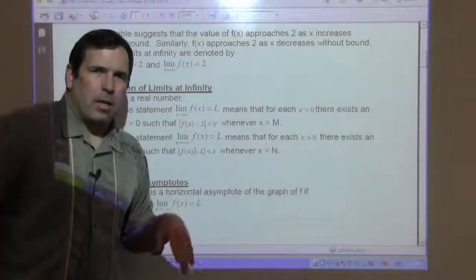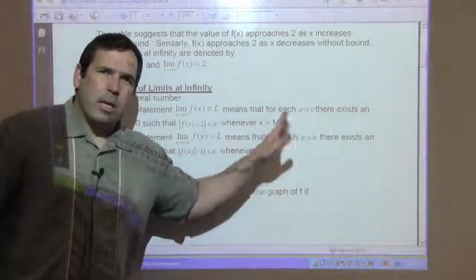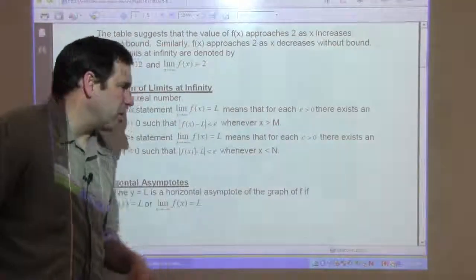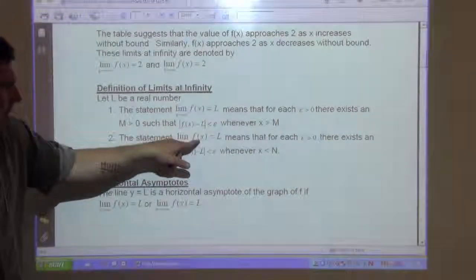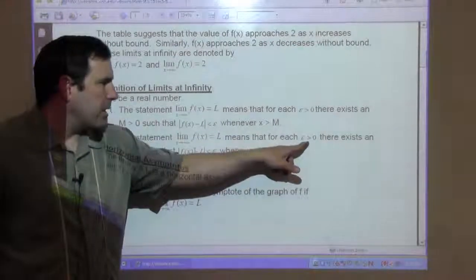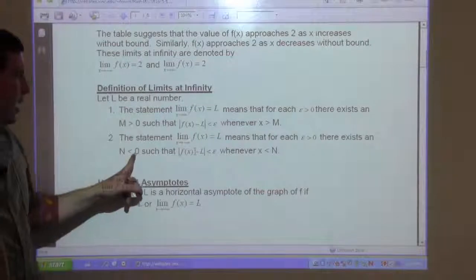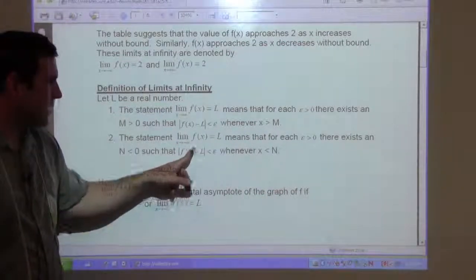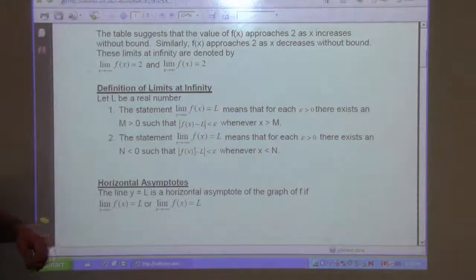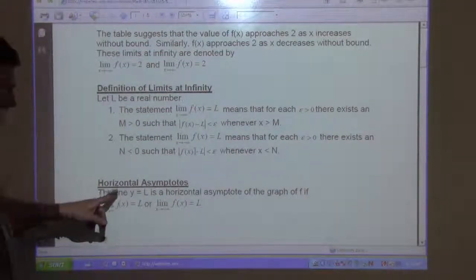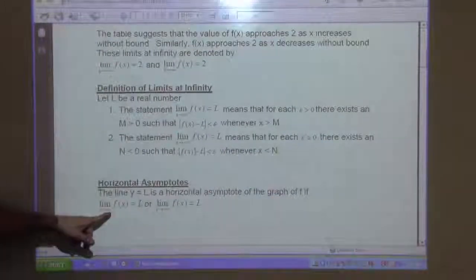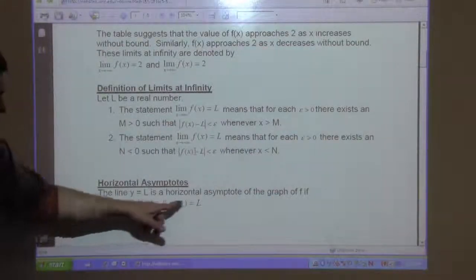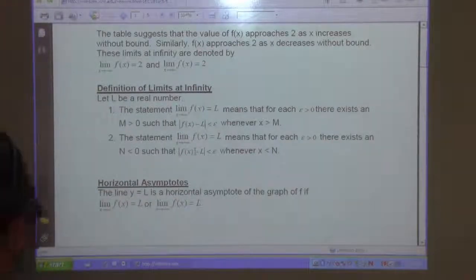I know you probably thought, like I did, I hoped, that we were done with the epsilon delta stuff, but it's here for the definition. The statement limit as x goes to negative infinity of f of x equals L means that for each epsilon greater than 0, there exists an N less than 0 such that |f of x minus L| is less than epsilon when x is less than N. So the horizontal line y equals L is a horizontal asymptote of the graph of f if the limit from either direction is going towards L.